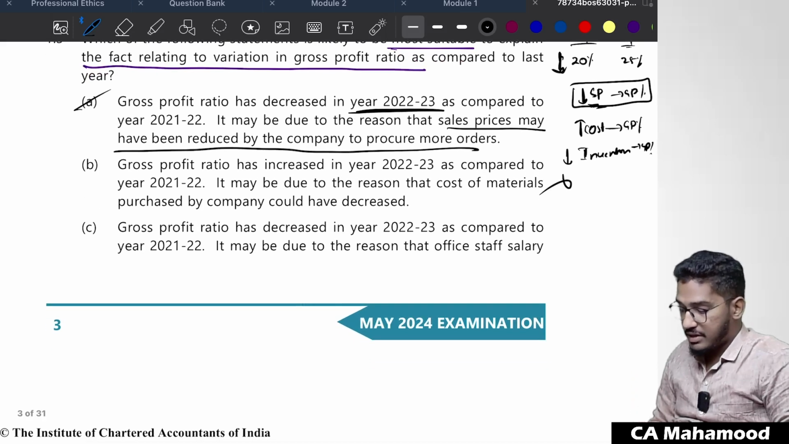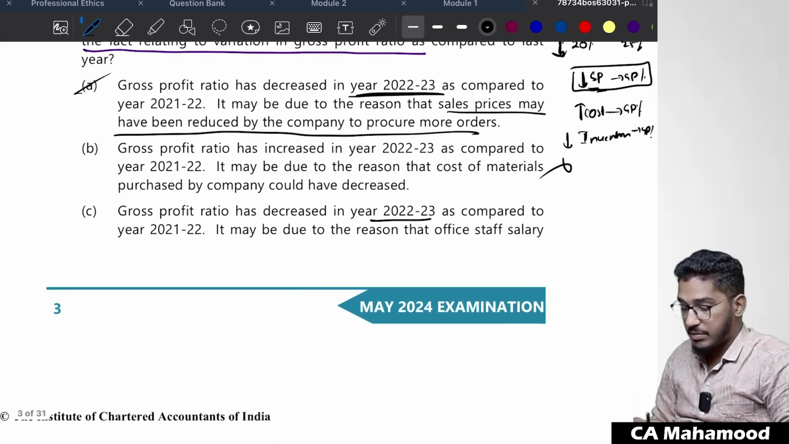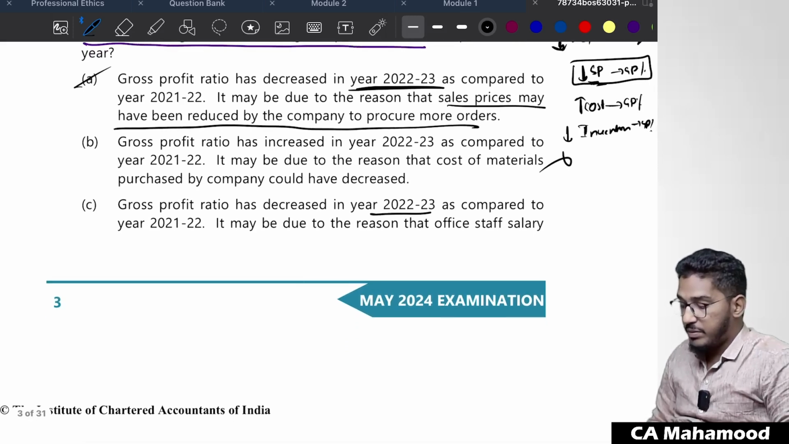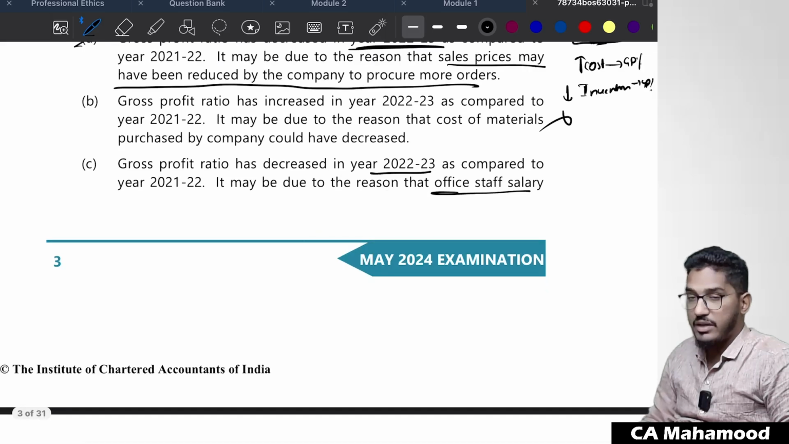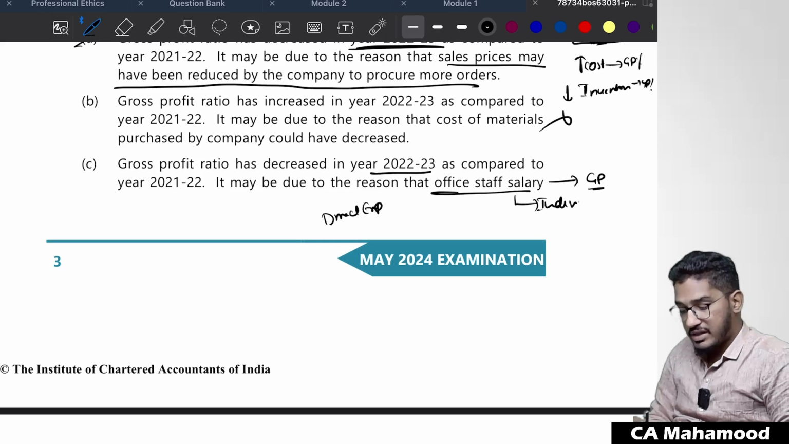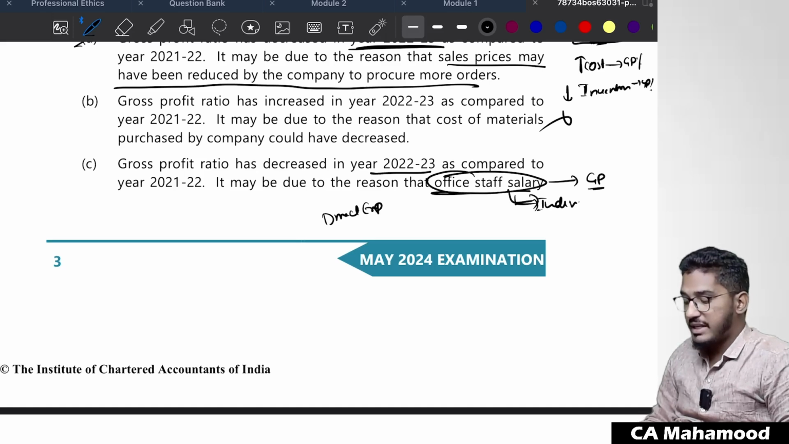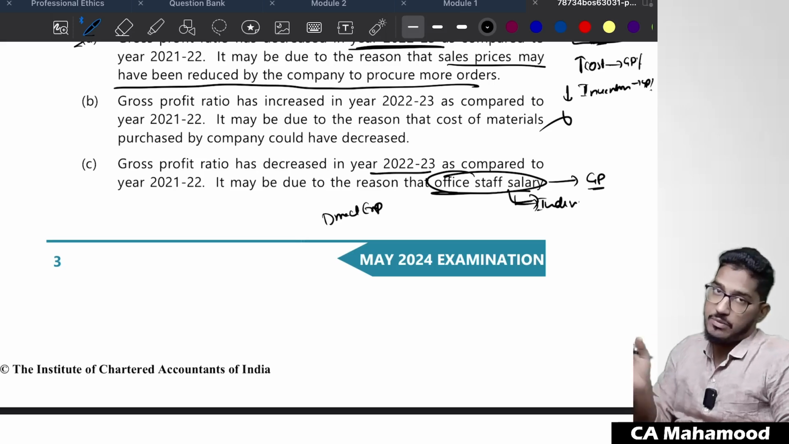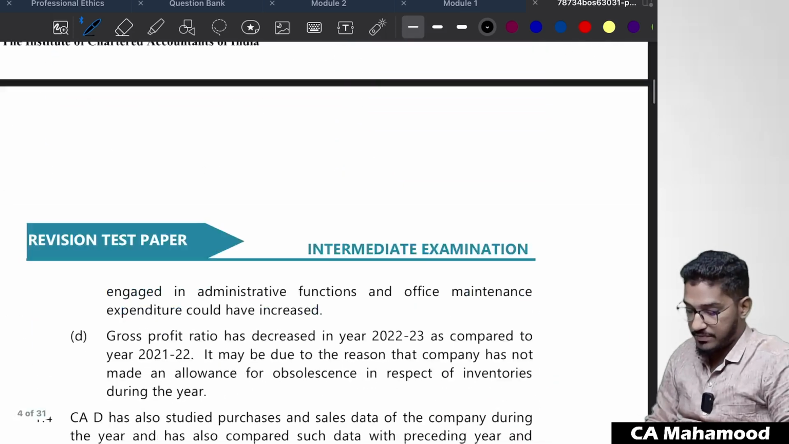Gross profit ratio has decreased in the year 2022-23 as compared to the year 21-22. It may be due to the reason that office staff salary... See, office staff salary will not be considered in calculating gross profit. It is an indirect expense. Only direct expenses will be considered for the purpose of calculation of the gross profit. So it has decreased, agreed, but office staff salary could not be the reason. Why? Because that is an indirect expense which will not have any impact on gross profit percentage.